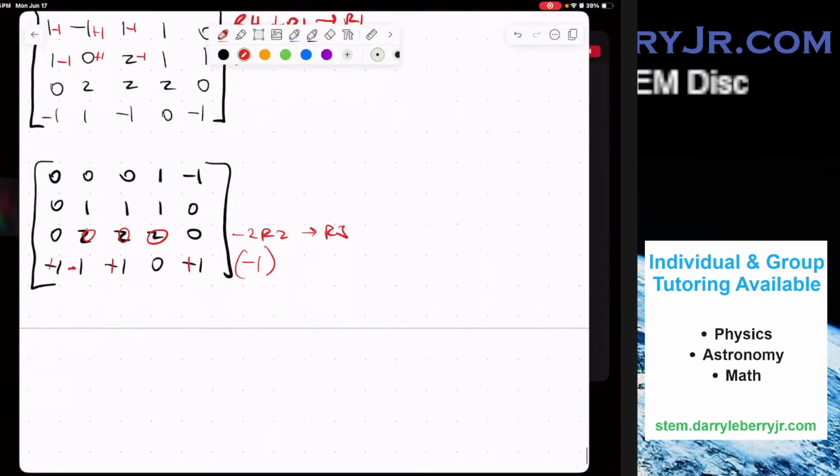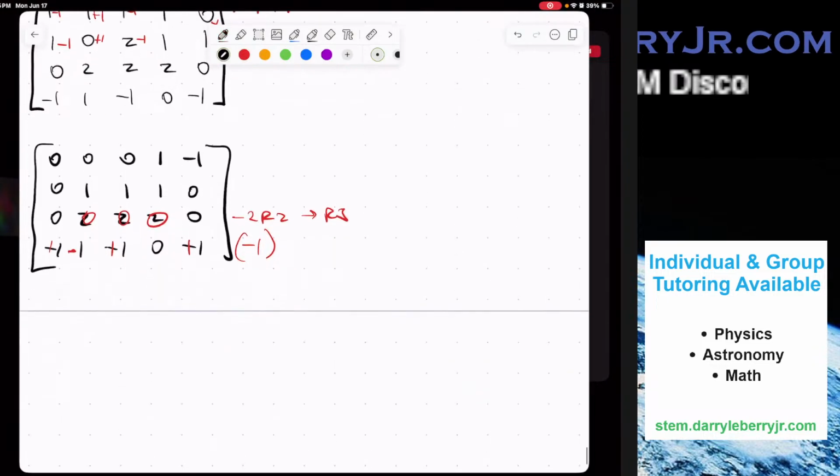Right? And I'll move some rows around. So I have 1, negative 1, right? So sometimes my application freezes.